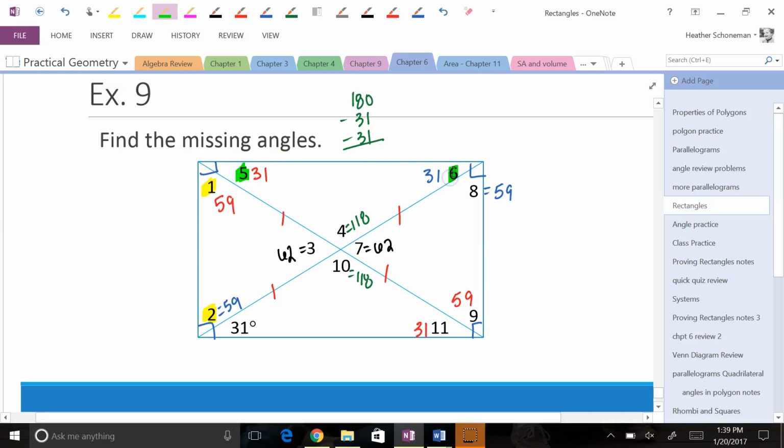5 and 6, they're base angles, they're going to be congruent. 8 and 9, they're base angles, they're going to be congruent. 11 and 31, they're base angles, they're going to be congruent. Then finding the inside one, you've got a triangle. 180 minus 31 minus 31 is how I got the 118 in here in the middle. 3 and 4 are a linear pair, so I subtract it from 180, and 3 is 62.